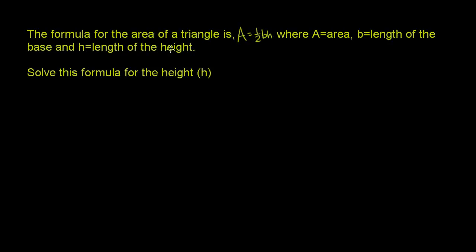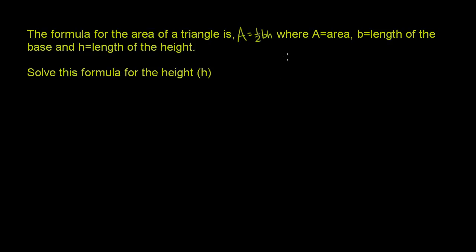The formula for the area of a triangle is A equals 1/2 B times H, where A is equal to area, B is equal to the length of the base, and H is equal to the length of the height. So area is equal to 1/2 times the length of the base times the length of the height. Solve this formula for the height.